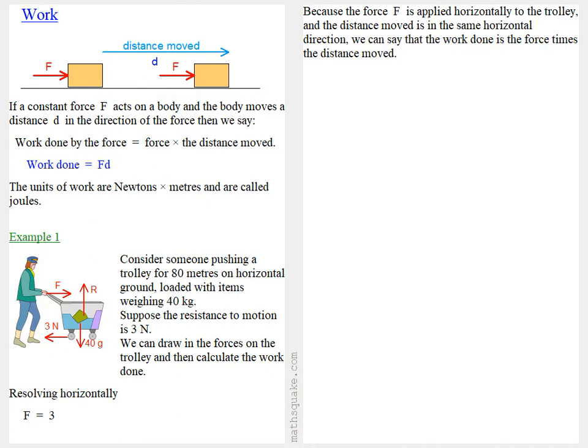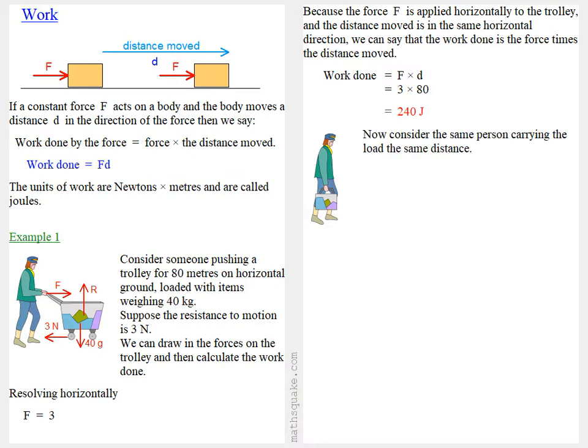Now, because the force F is applied horizontally to the trolley, and the distance moved is in the same horizontal direction, we can say the work done is the force times the distance moved. So we have the work done is equal to F times d, which is 3 times 80, or 240 joules.